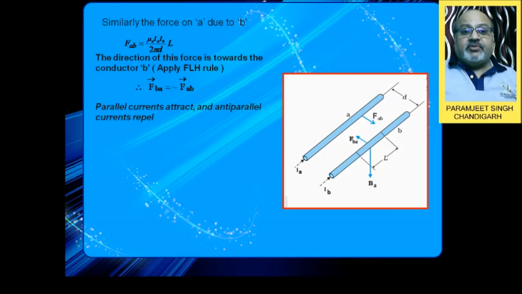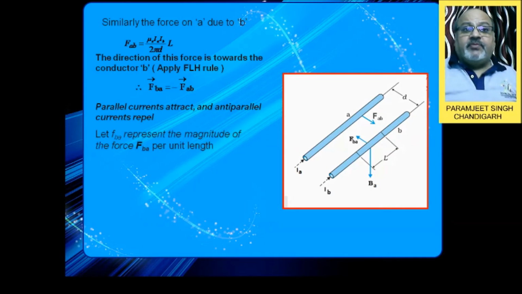For the memory purpose, this is very important, that here situation is opposite. Parallel currents attract, anti-parallel repel. Just I am telling, keep in memory. Sometimes we confuse, no, what will be the force. So this thing will help you in memorizing the direction.